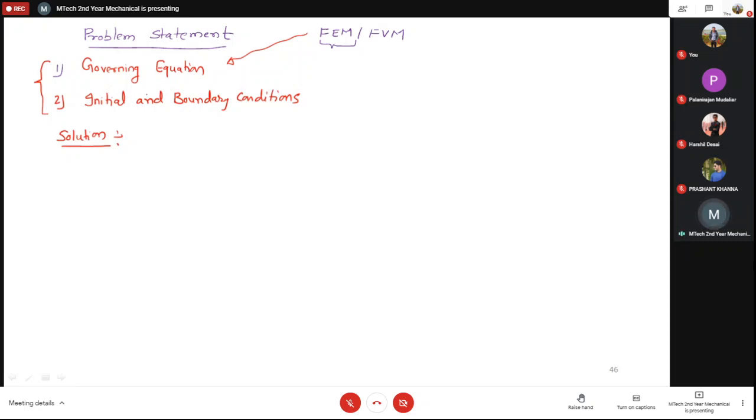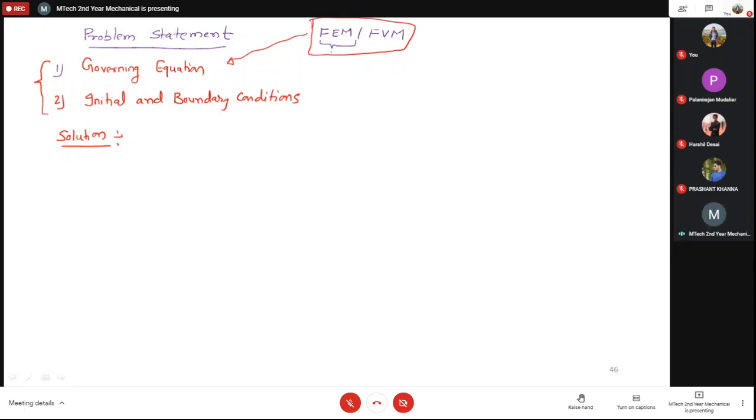Okay, and along with the governing equation, what are our boundary conditions, and if it is a transient problem, then what is the initial condition. Okay, so after having these things, we can go for solution. But for the solution also, we need something. Okay, so these are some techniques which you have already studied in the last semester.